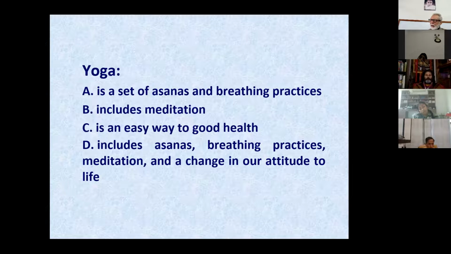This seems to be the best option because option B was correct. Yoga includes meditation, but that is implied also in D. But then it's more comprehensive. It tells us in greater detail what actually yoga is, and therefore D is the best option here.